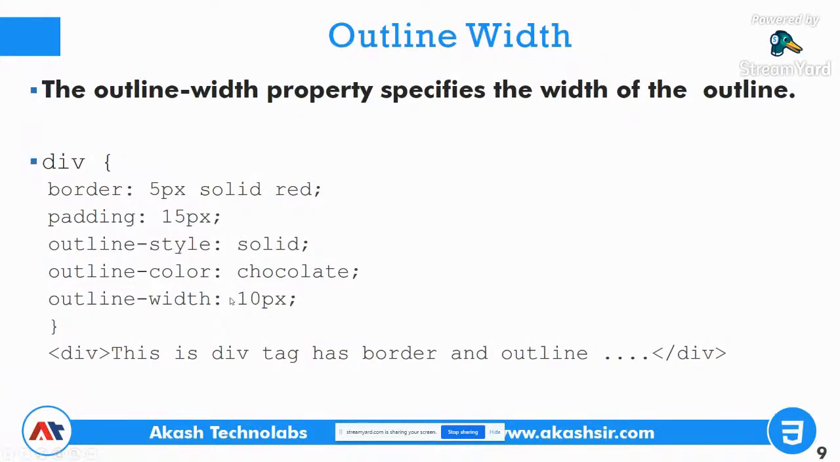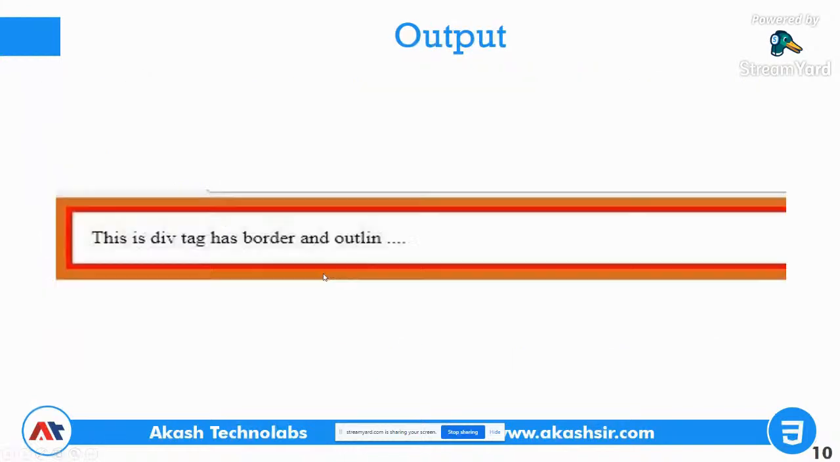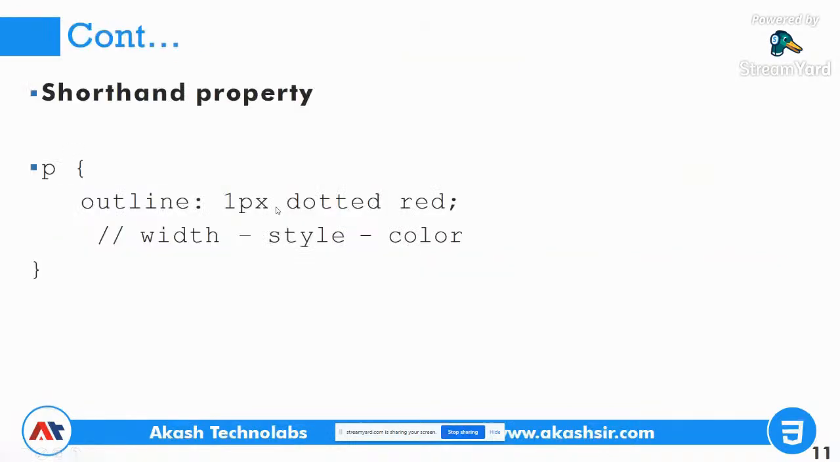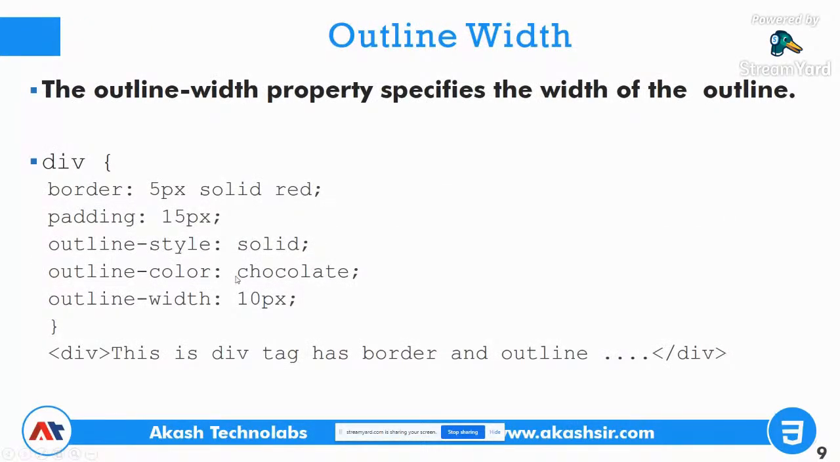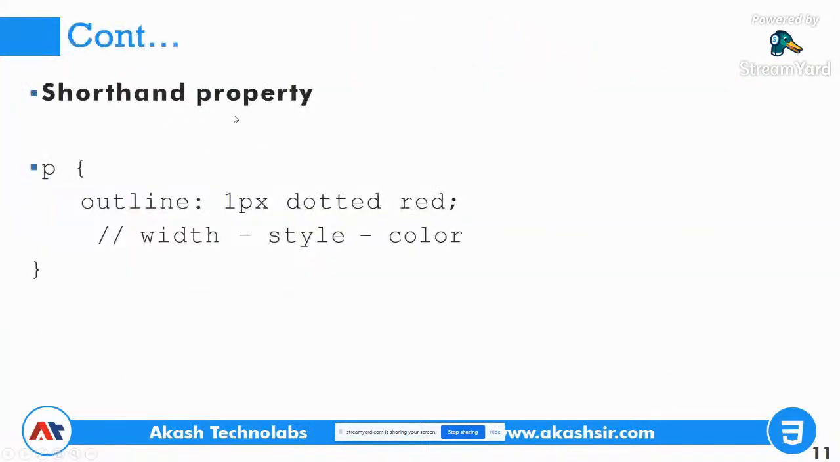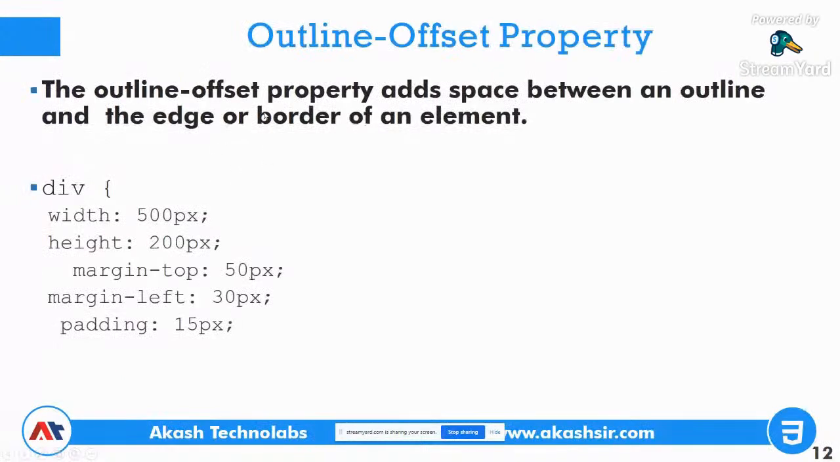Let's say if you want to make it thinner or thicker, then you can specify the width of the border. Okay. So now let's say we can also specify all properties in a single property. For an example, here you can see the outline contains a size and then dotted and the red color. So we can specify these three different properties in a single property.